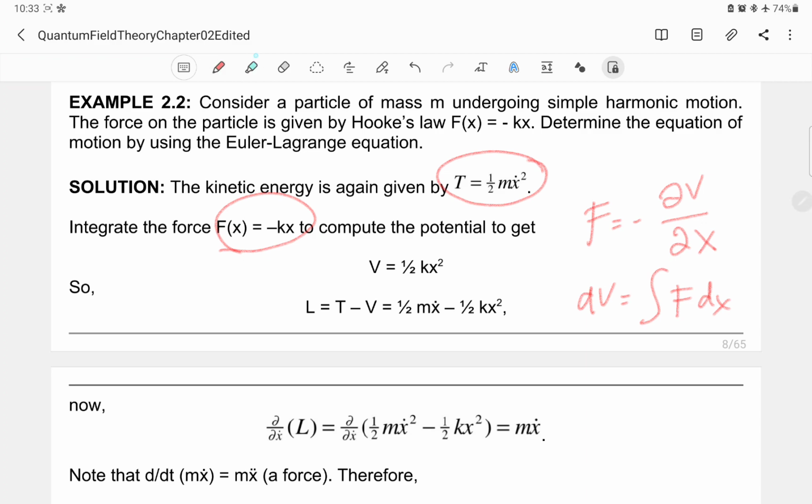So your Lagrangian is looking like this. This is the kinetic, and this is the potential. I'm sorry, this is supposed to be V equals negative integral of F dx, so that when you integrate this from 0 to x, you will get V to be equal to this one.